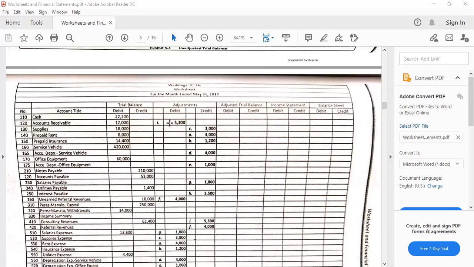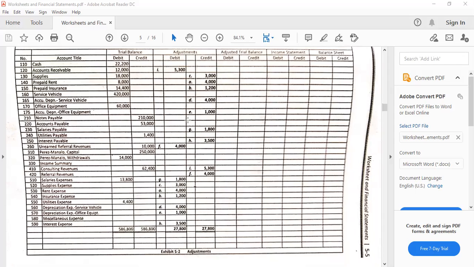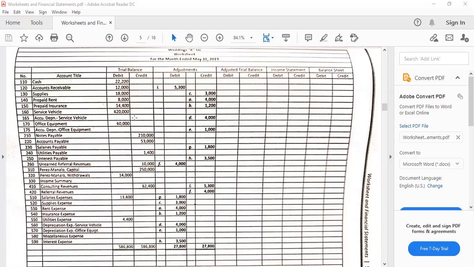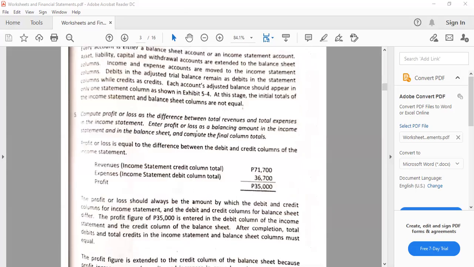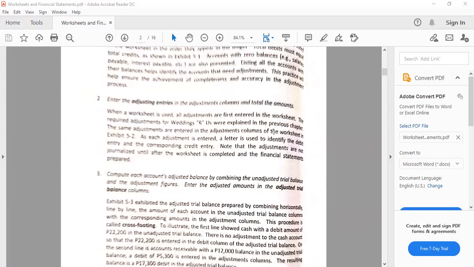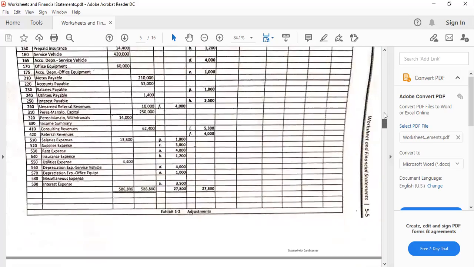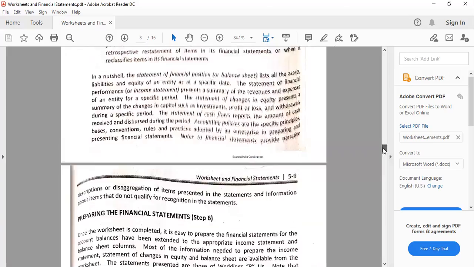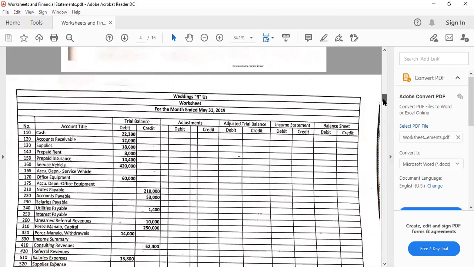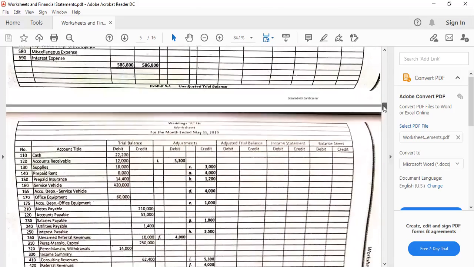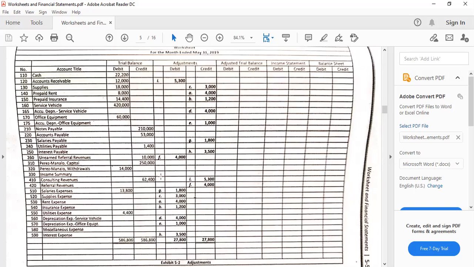Next step, we now have to copy or carry forward on the adjustments column the adjusting entries that we've had. The adjusting entries are not from here, so they are copied from the previous chapter, which is all about adjusting the accounts. You can notice that there are letters here. These letters actually represent the order of the adjusting entry, like A is the first adjusting entry made, B, and so on.